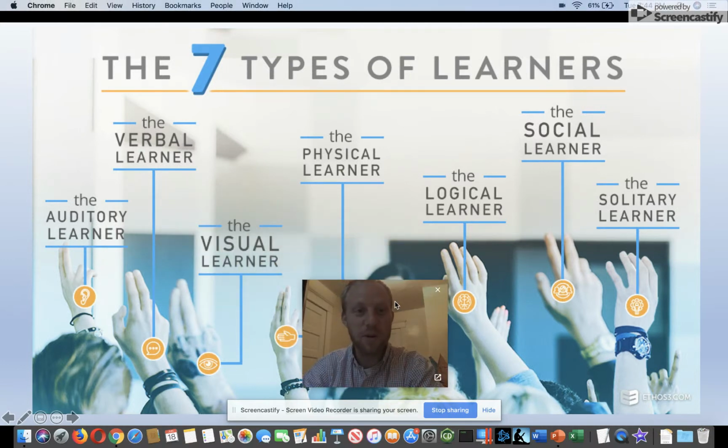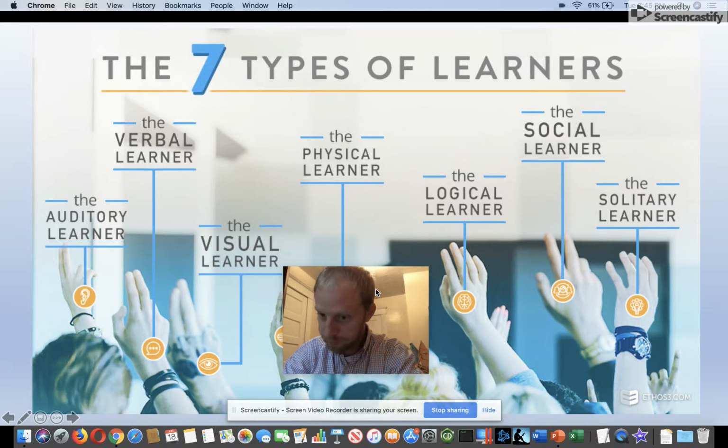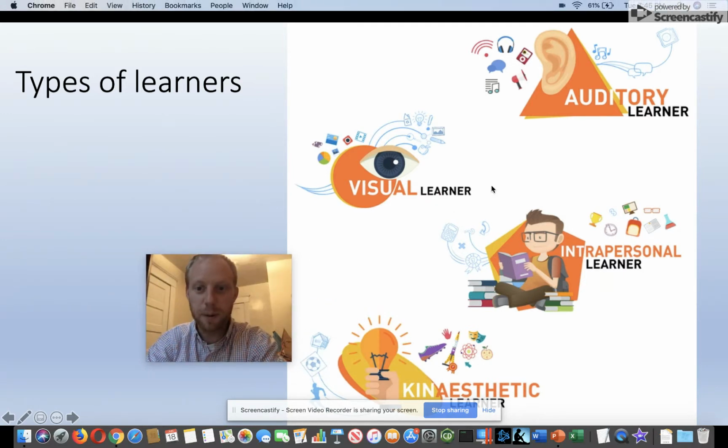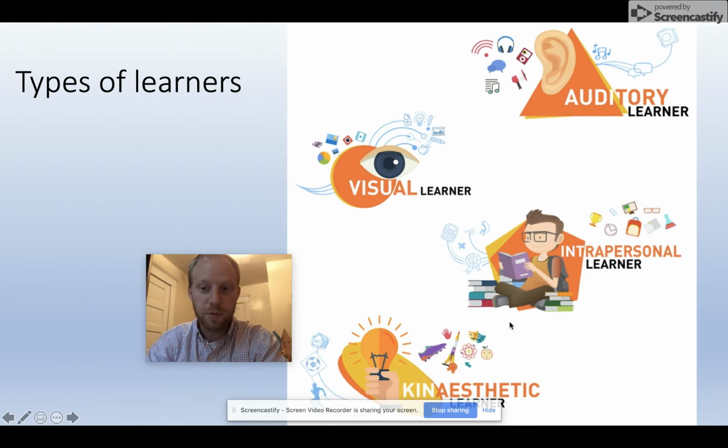There are more and more types of learners, the more sources you see. I had 15 sources, so I saw a lot of people who had their own opinions, and some had even more than seven. But for the purposes of my research, I stuck with these four right here. It turns out it didn't matter in the end, but we'll get into why as we go through.